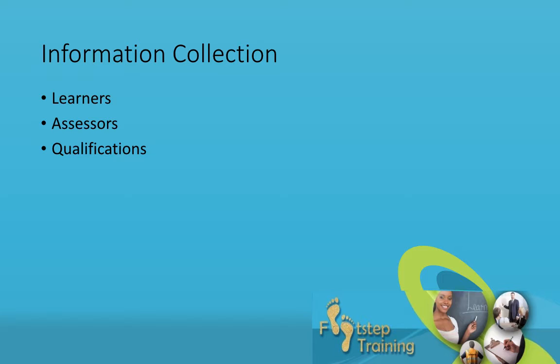You'll want to know what qualifications these learners and assessors are working on, whether they're new qualifications, existing qualifications, have there been any changes to these qualifications. You'll need the qualification information and specification and so on, so you've got that information to hand when you go to see the assessor or do your activity.